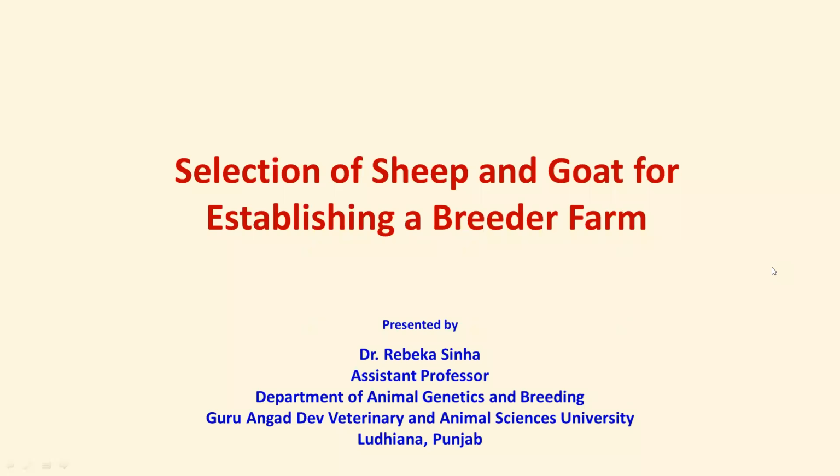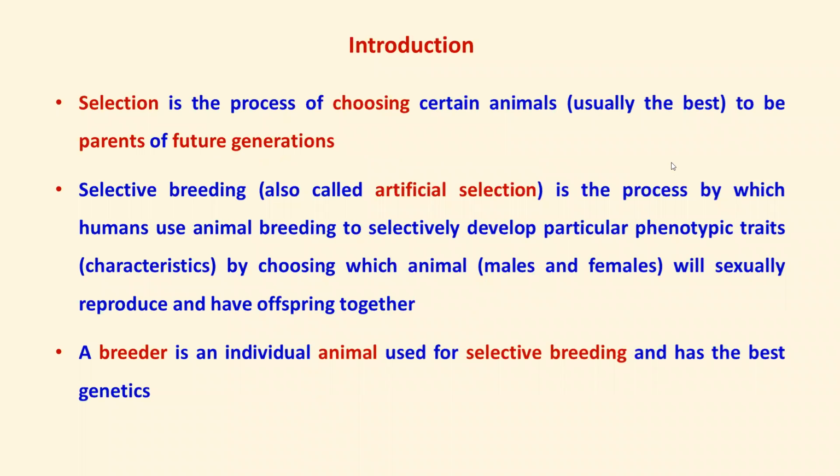Selection of sheep and goat for establishing a breeder farm. Let's see what is selection and what is a breeder farm, or what is a breeder animal. Selection is basically the process of choosing certain animals to be the parents for the future generation. Selection is nothing but choosing the best male and female animal to improve some phenotypic trait.